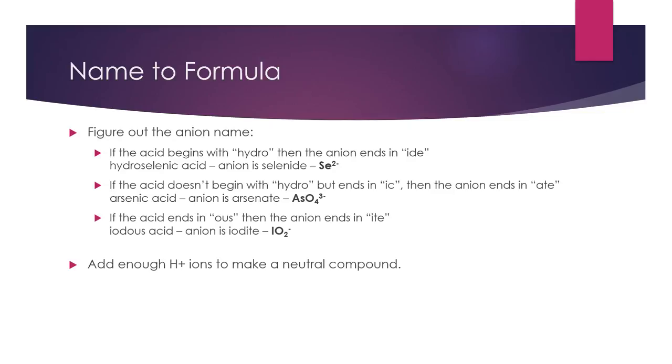Then you're going to add enough H+ ions to make a neutral compound. For selenide, you need 2 hydrogens. For arsenate, you need 3 hydrogens. And for iodite, you need 1.